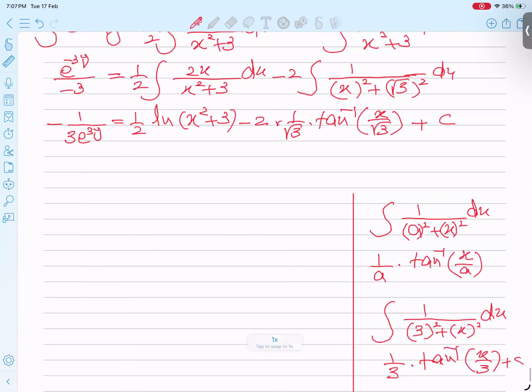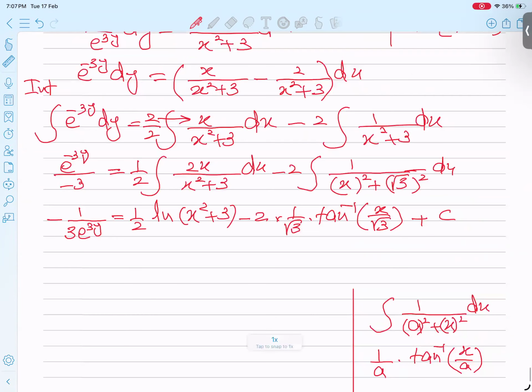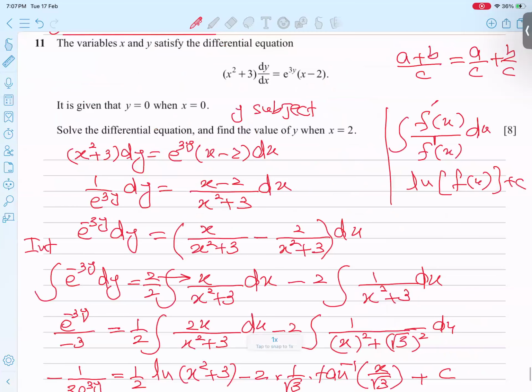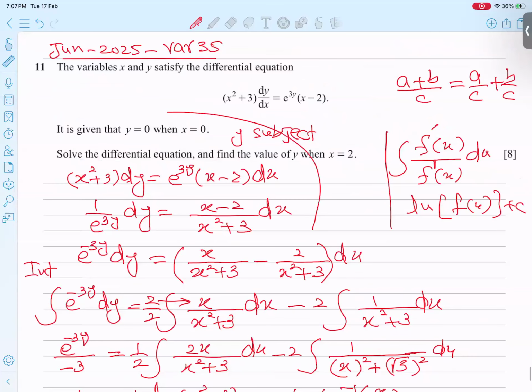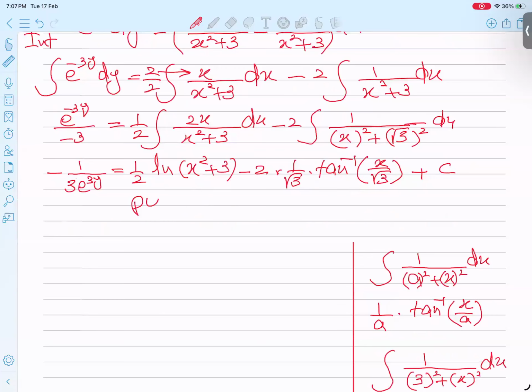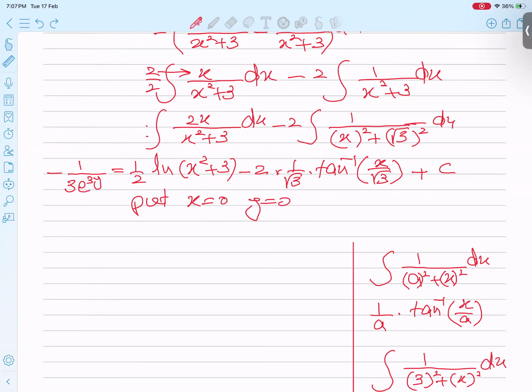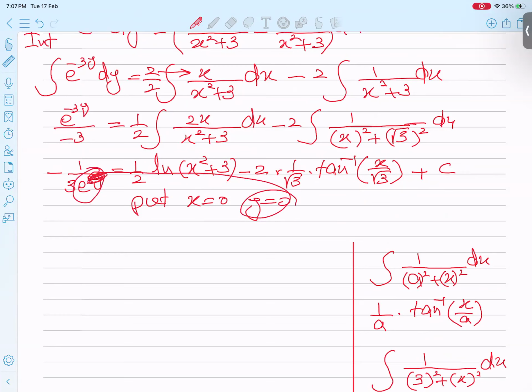So now, students, what to do onwards? What are the parameters? We have given special parameters x0 and y0. So I'm going to plug in x0 and y0 here to get the c value. Let's try to do it. When I plug in 0 here, something to the power 0 is 1. So I got minus 1 over 3. When I plug in 0 here, I got half ln 3.